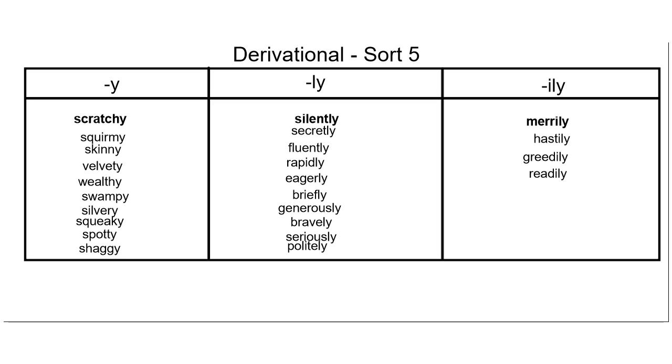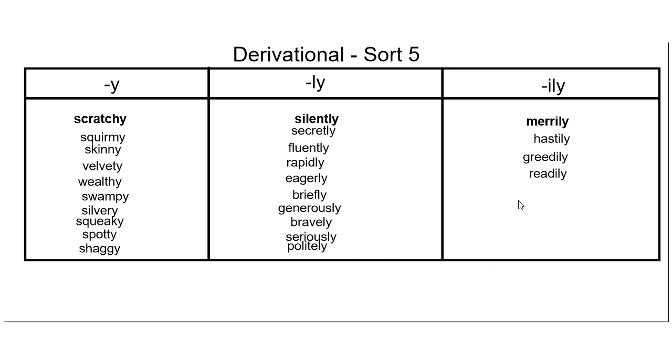How did you do? In order to make for a more successful week, it might be important to look at the instance that you're going to add ly to a word compared to the instance that you're going to add ily. Let's look at the base words of each of these columns. The base words of the ly column are going to end in either a consonant or an E that is not a Y. For example, silent, secret, fluent all end in a T. Rapid ends in a D. Brave ends in an E. None of these words end in a Y when we look at the base word.